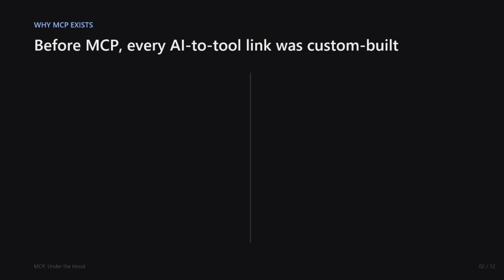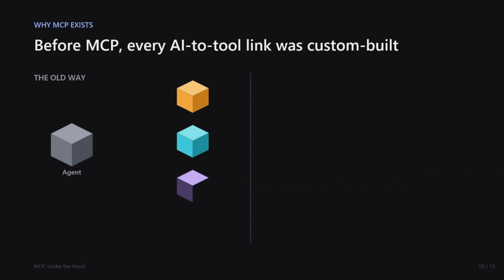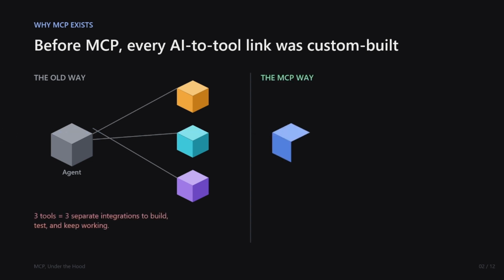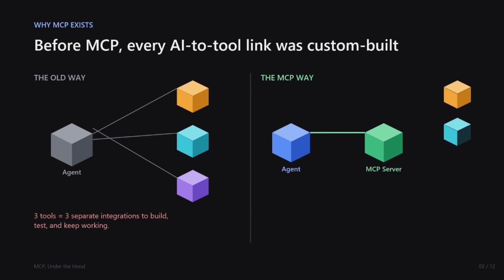Here's the problem MCP solves. Before MCP, if you wanted your AI to use three different tools, you had to build three different connections. Every tool had its own rules. It was like running a different cable to different single devices in your house, messy and hard to keep working. MCP fixes this. Now there is just one standard connection. Your agent plugs in once. After that, adding a new tool is easy.